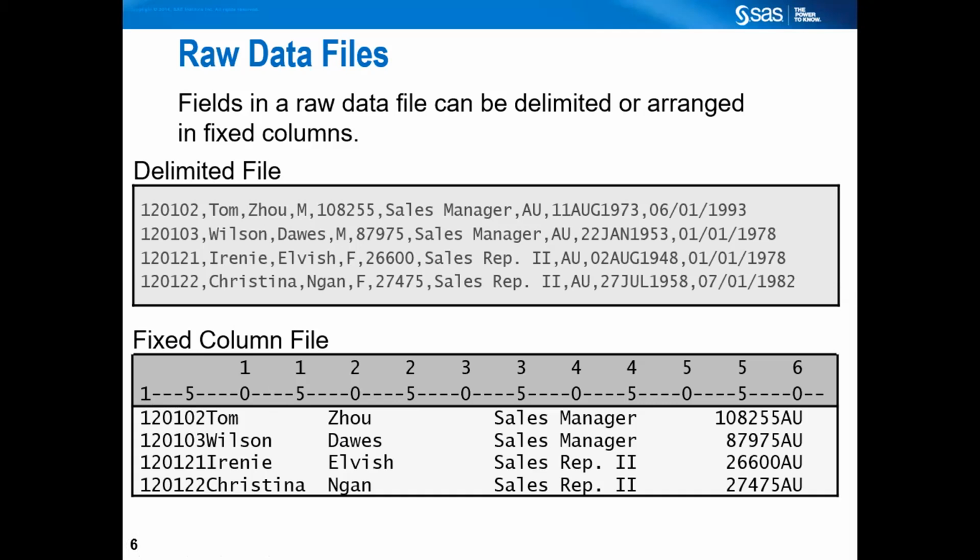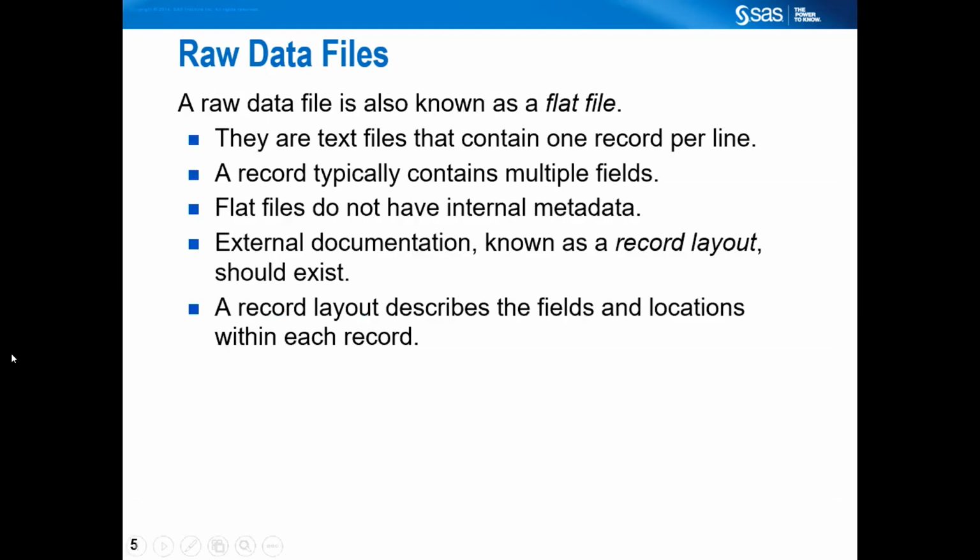Like I'm getting it, but we are assuming that it must be the employee ID, or how will we identify that this is the information? See, this is what it's written: a record layout describes the field and location within each record, and an external documentation known as a record layout should exist. So it will be provided to us.